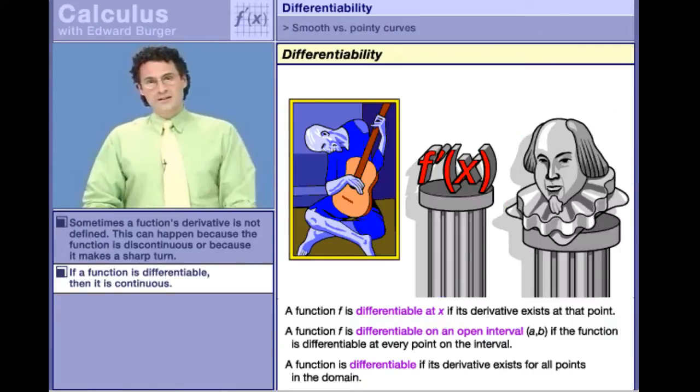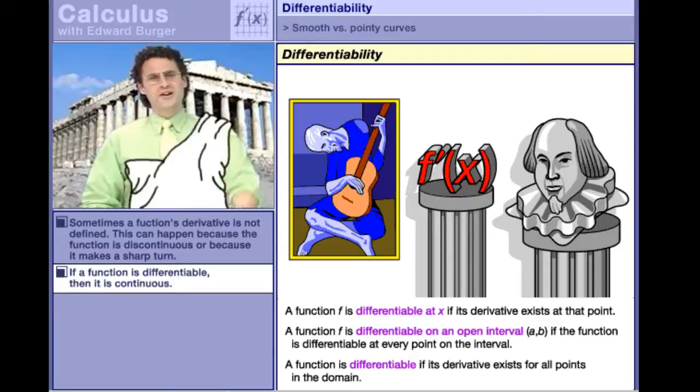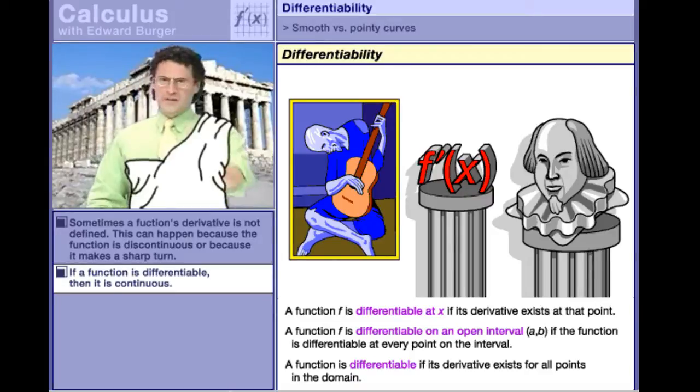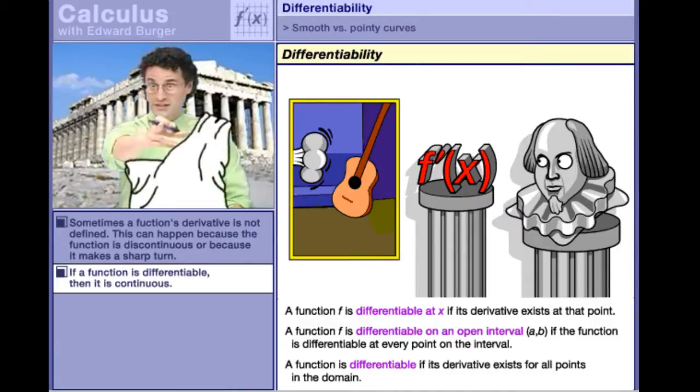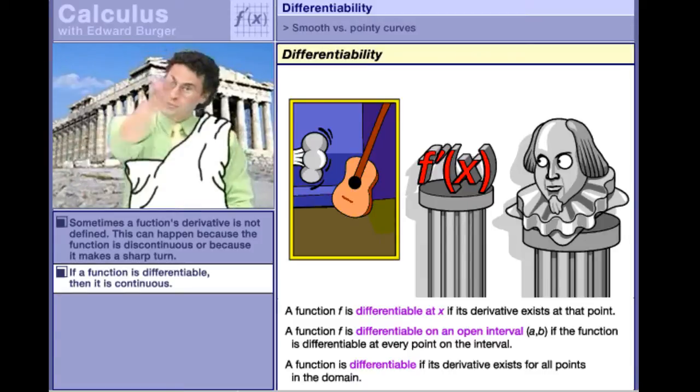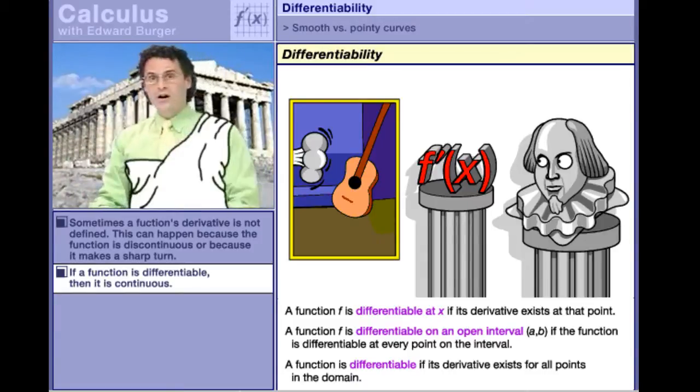Friends, Romans, countrymen, lend me your ears. I come to bury Caesar, not to praise him. The evil that men do lives after them, the good is oft interred with their bones, so let it be with Caesar. The noble Brutus hath told you Caesar was ambitious. If it were so, it was a grievous fault, and grievously hath Caesar answered it. Here, under leave of Brutus and the rest, for Brutus is an honorable man, so are they all honorable men.